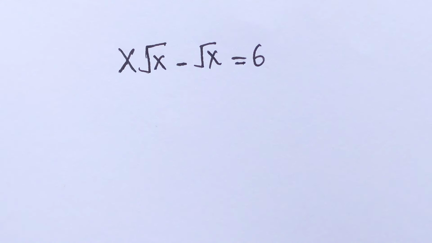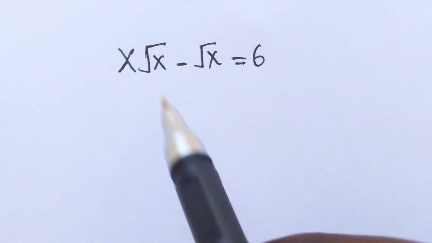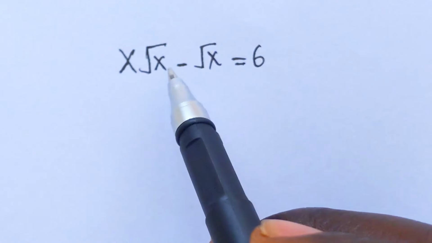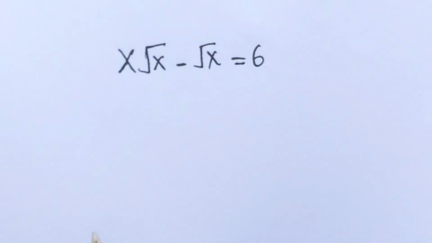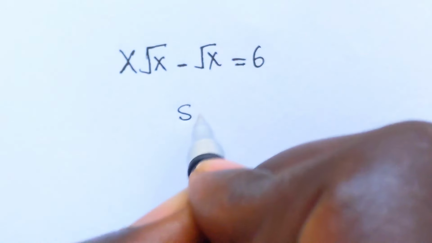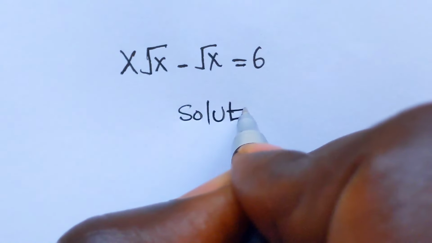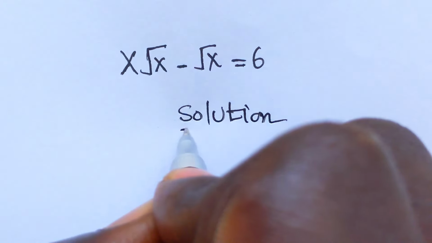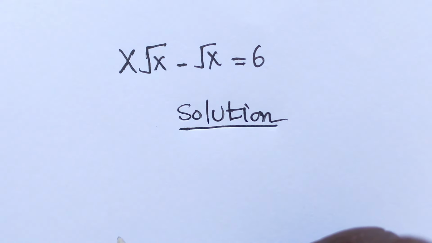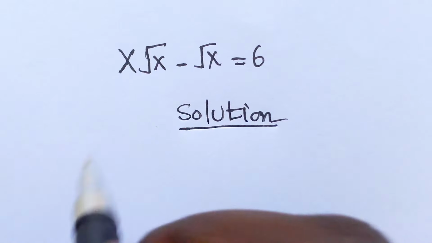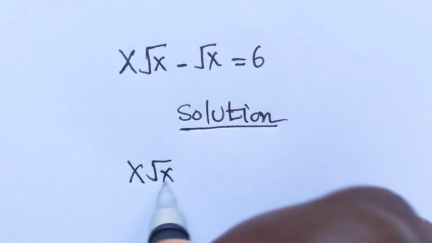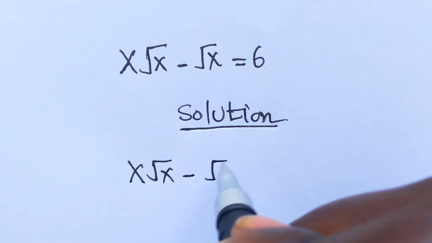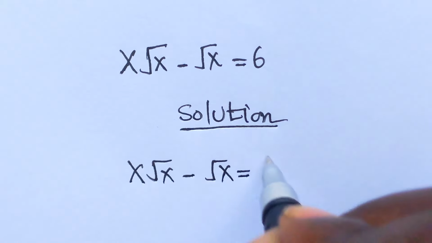Hello everybody, welcome to this platform. In today's video we have been given a question: x square root of x minus square root of x equals 6. Let's provide the solution very quickly. The first thing here is to copy what we have: x square root of x minus square root of x, which is equal to 6.